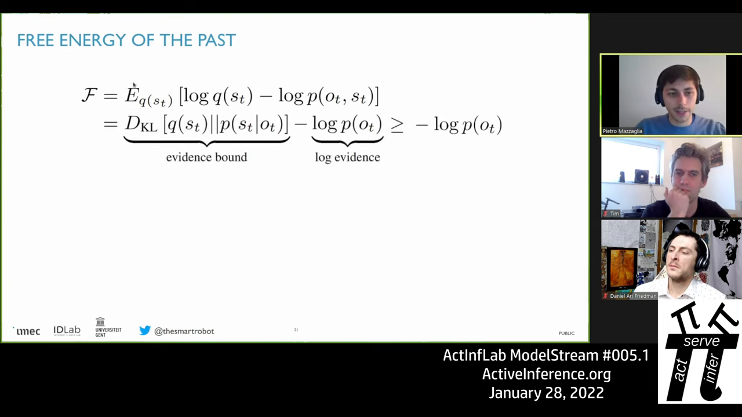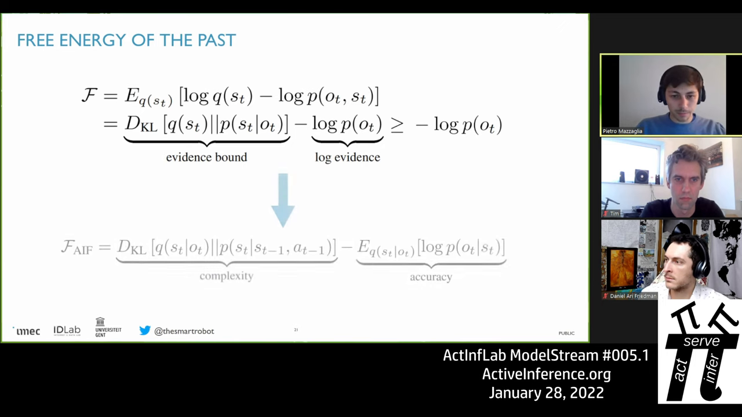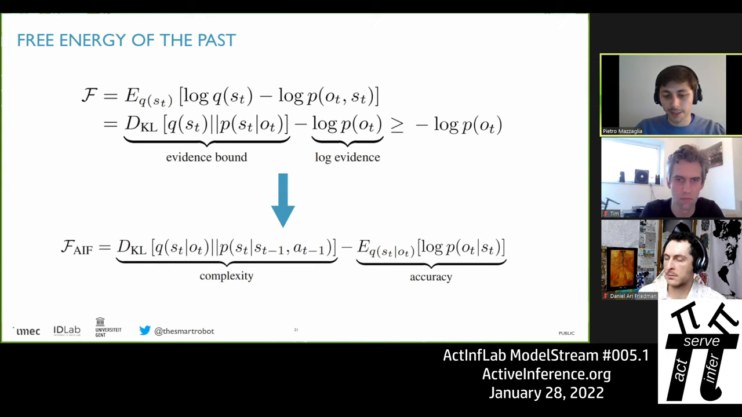As we have seen, the free energy is basically an upper bound on the surprisal that we want to minimize. So we minimize free energy in order to minimize the surprisal of the agent. And here it is evident that we have this evidence bound. The KL divergence is always greater or equal to zero, and we want it to hypothetically reach zero in order to minimize this evidence bound. And this can also be rewritten in a way that is more practical to implement.